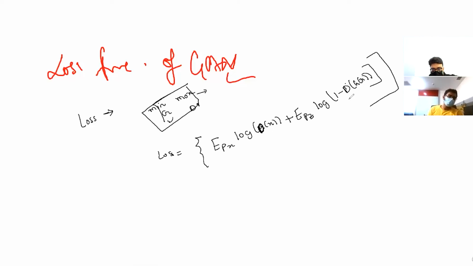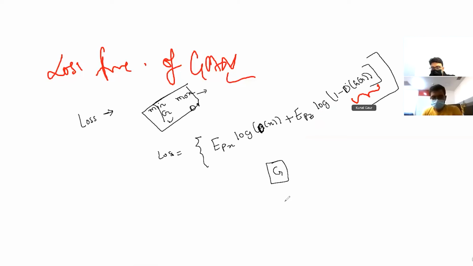E over x of log D of x plus E over z of log of 1 minus D of G of x. What do you mean by this? Wait a second. What do you mean by this D of G of x? Okay, so basically I have to draw a diagram for you to understand.